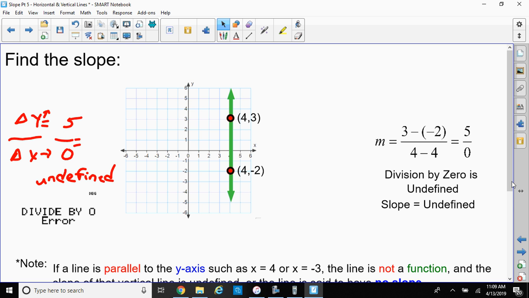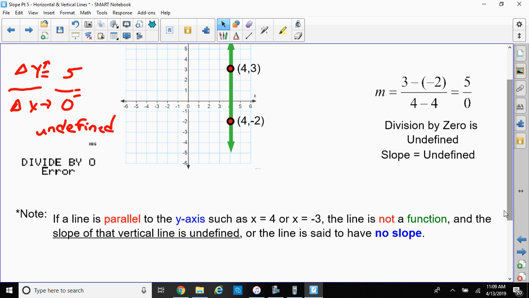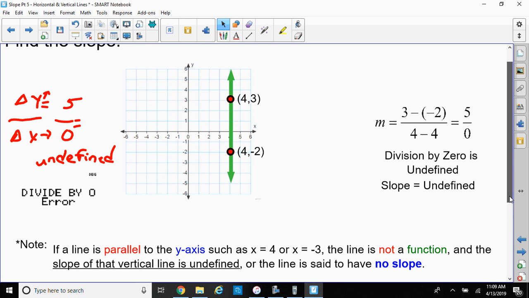So we have a nice long note here. If a line is parallel to the y-axis, such as x equal 4 or x equal -3, the line is not a function. Why? Because it doesn't pass the vertical line test. And the slope of that line is undefined, or the line can be said to have no slope. So sometimes they do say no slope. So don't confuse that with 0 slope.